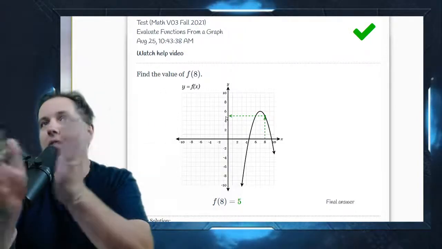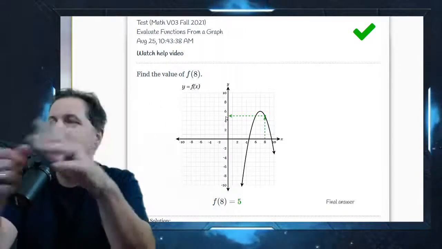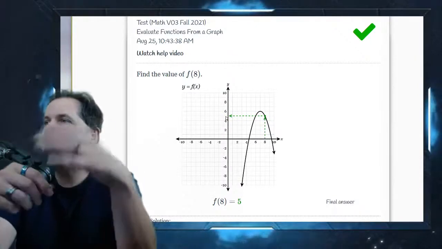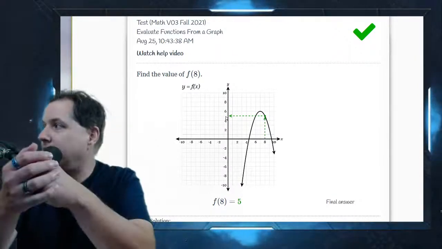Once you're comfortable with the graph, many of these problems become very, very easy, but they're still a little challenging when you're learning your way around the graph. Okay?